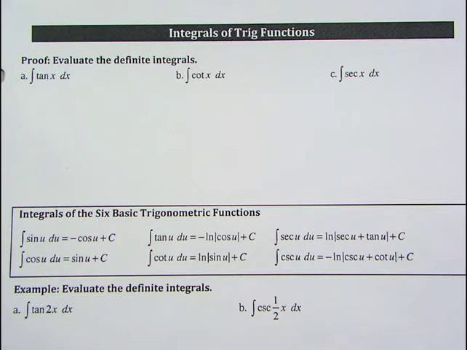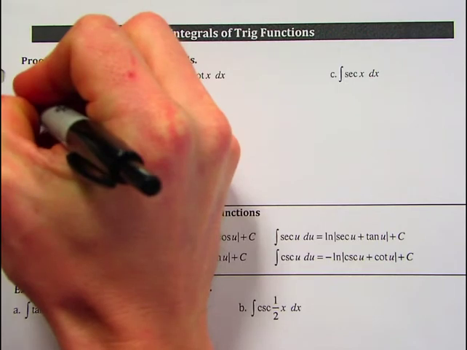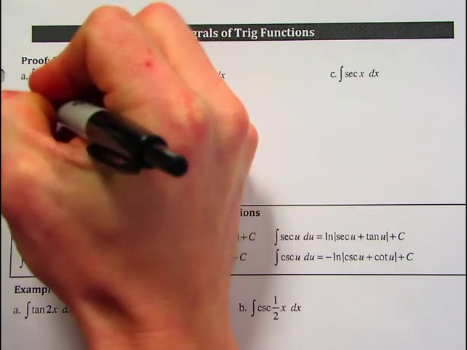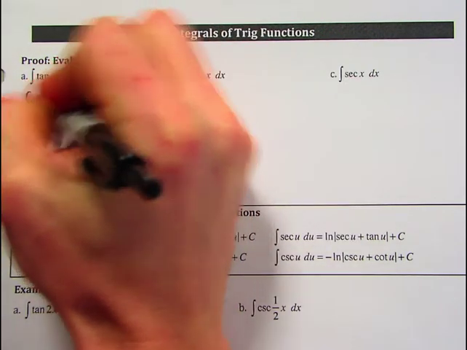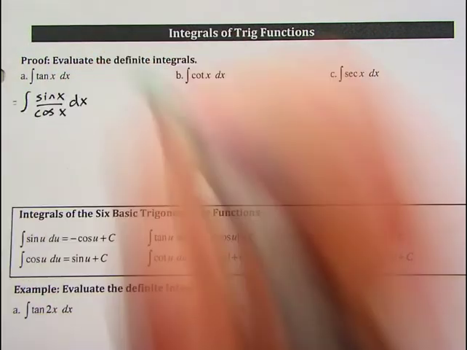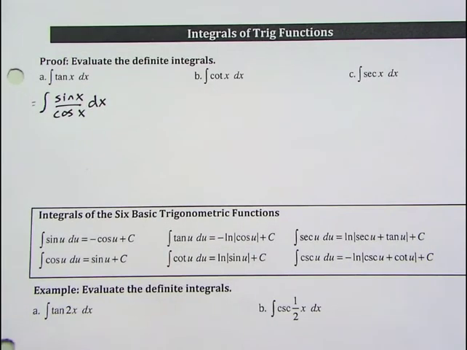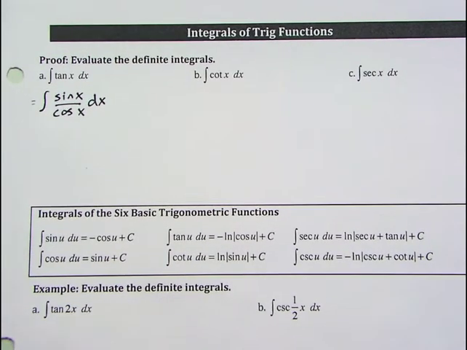So the first one is just the integral of tangent x dx. In trying to solve this, the first thing I'm going to do is rewrite tangent x as sine over cosine. And if I were to give you this problem here, you could probably find the integral using the natural log, like we were doing last time.